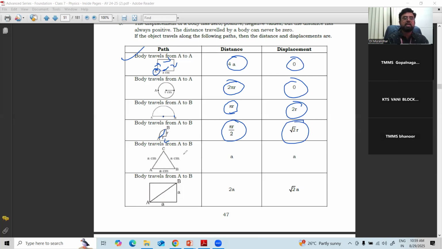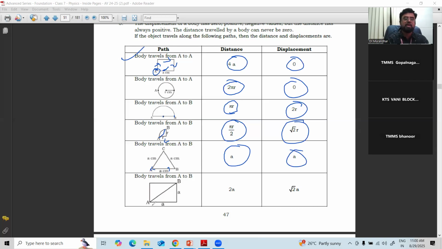Right? Body travels from A to B. So the distance traveled is A only. A to B, sorry, a straight line. When the body is in a straight line, distance and displacement are the same.